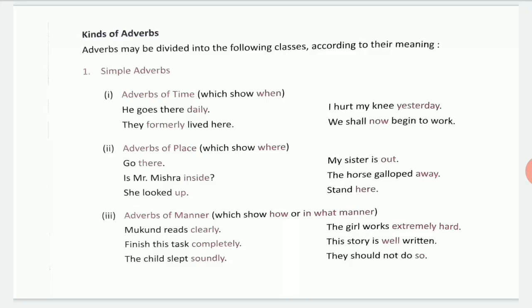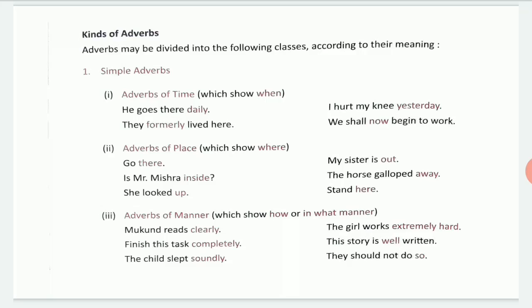Go there. Where? There. My sister is out. Where? Out. The horse galloped away. Where? Away. And so on. So the adverb of place indicates the place of the action. Some of the common adverbs of place are in, out, here, there, near, far, up, down, within, without, above, below, hither, thither. Third kind of simple adverb is adverb of manner.